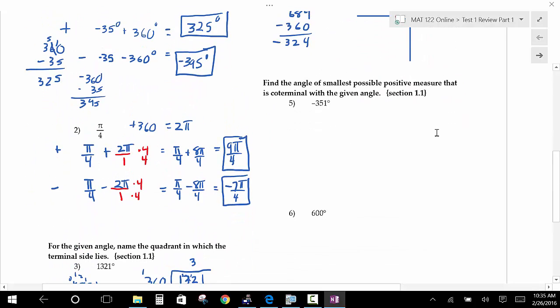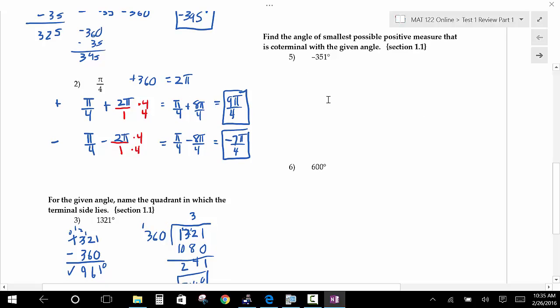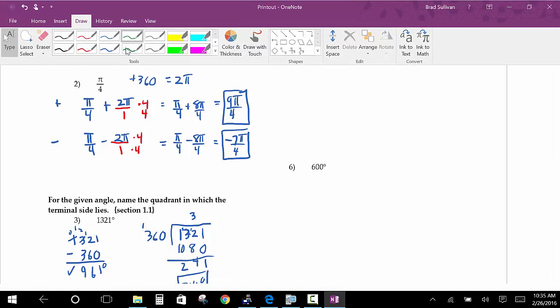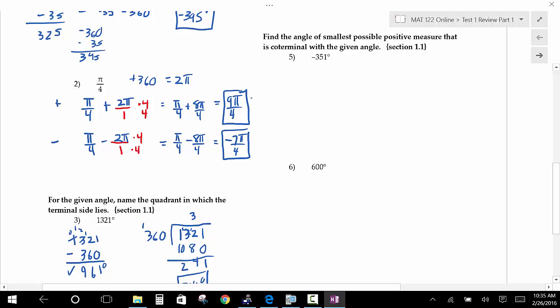Okay, the next problem says find the measure of the smallest coterminal angle. So what we do on this is we got to add 360 on this. And again, we're looking for a possible positive measure. So we need to take 351 and we need to add 360 to it. Okay, that one you might be able to do in your head. That's going to be 9 degrees. So adding 360 is what you get.